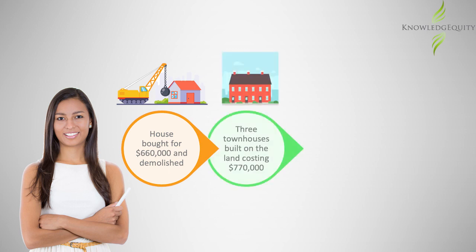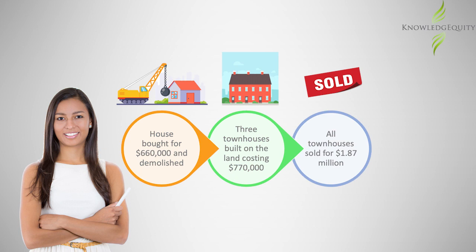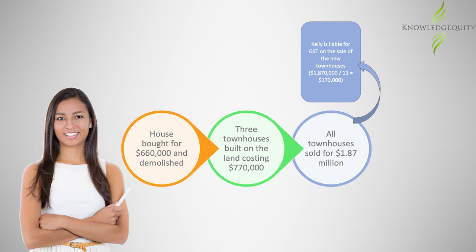She then built 3 townhouses on the land at a cost of $770,000. Kelly then sold these 3 townhouses together for $1.87 million. When Kelly sells the townhouses, as they are new housing, they are subject to GST.